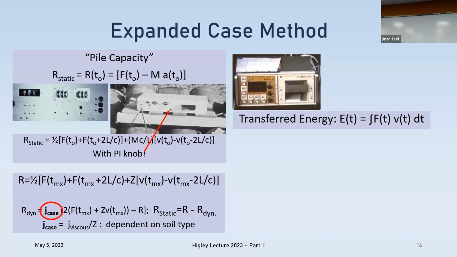This analyzer on the upper right-hand side is already a commercial product. It's still an analog computer, and it produced already something like an energy value, transferred energy, by integrating the product of force and velocity.